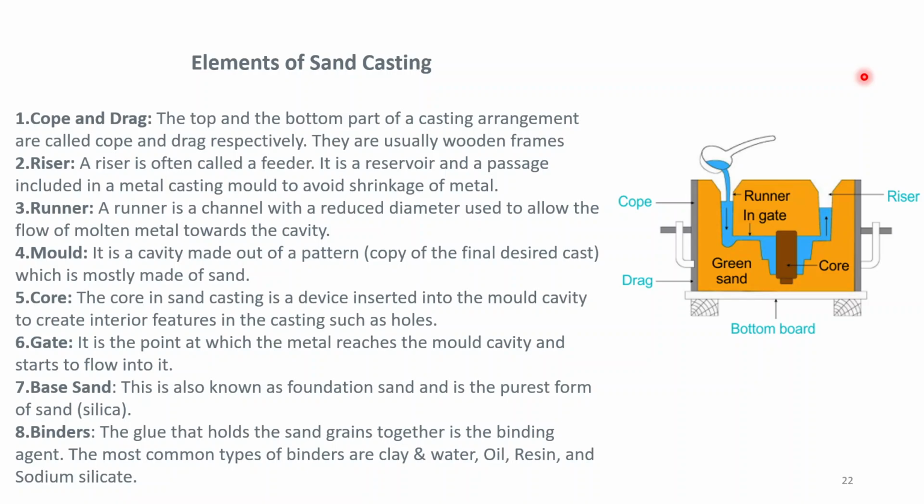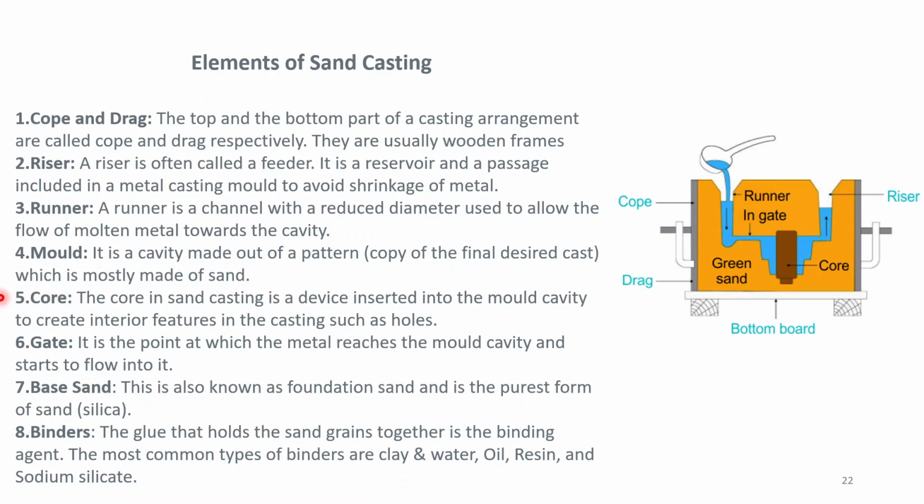A riser is often called a feeder, and it is a reservoir and a passage included in a metal casting mold to avoid shrinkage of metal. In your final casting there shouldn't be any shrinkage, and that is taken care of by the riser. Next you have the runner. A runner is a channel with a reduced diameter used to allow the flow of molten metal towards the cavity. Next you have the mold, which is a cavity made out of a pattern copy of the final desired cast, mostly made of sand.